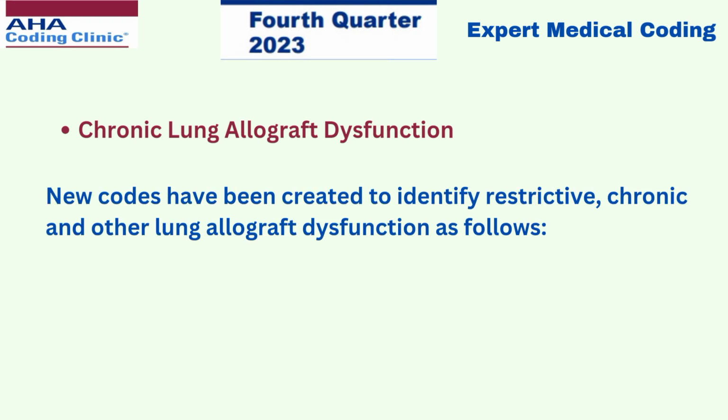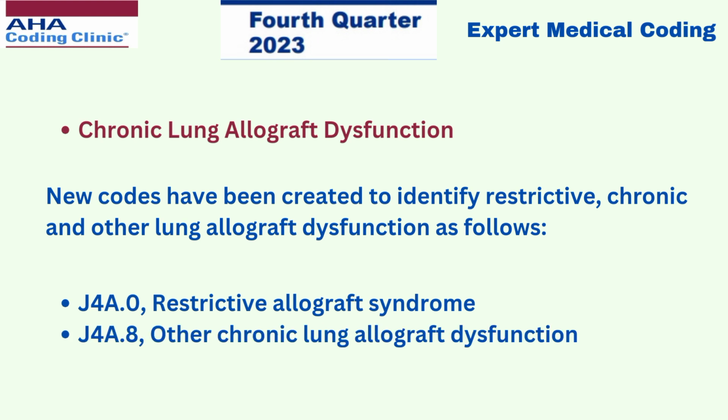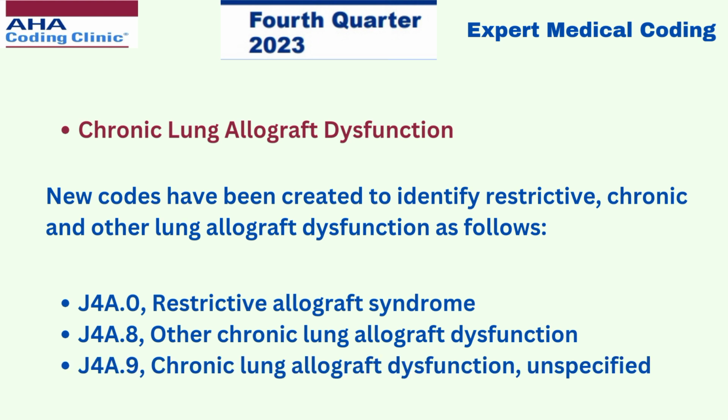So the update here is new codes have been created to identify restrictive, chronic and other lung allograft dysfunction as follows. J4A.0 for restrictive allograft syndrome, J4A.8 for other chronic lung allograft dysfunction, and J4A.9 for chronic lung allograft dysfunction, unspecified.